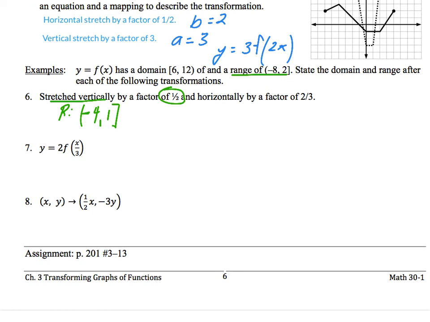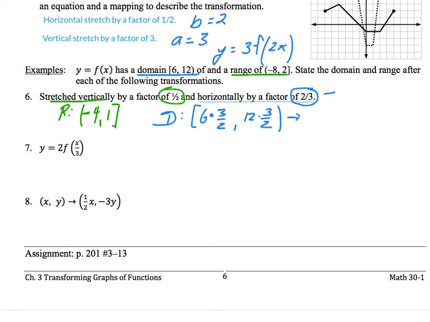Similarly, if we look at the horizontal stretch by a factor of 2 over 3, that will affect our domain. And so our new domain will need to take each value of the domain and multiply it by the reciprocal of that 2/3. So this will be times 3 over 2. And then the 12 will also be times 3 over 2. And again, the endpoints will stay the same.